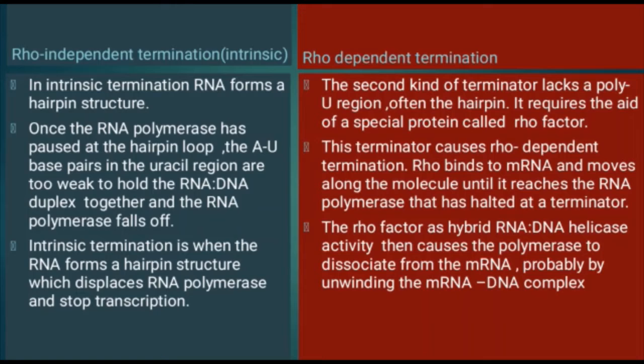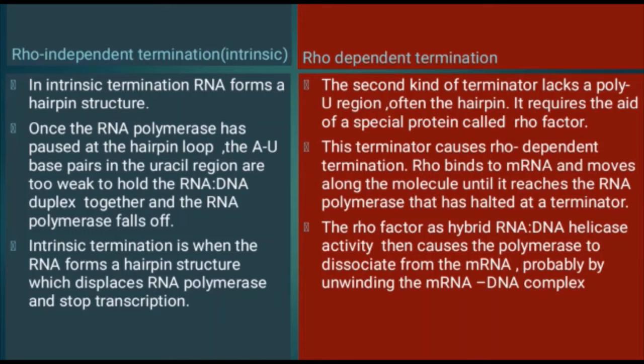Coming to Rho-independent termination, or intrinsic termination. In intrinsic termination, RNA first forms a hairpin structure. Once the RNA polymerase has paused at the hairpin loop, the AU base pairs, that is adenine and uracil base pairs in the uracil region, are too weak to hold the DNA-RNA duplex together and the RNA polymerase falls off. In intrinsic termination, RNA forms a hairpin structure which displaces RNA polymerase and stops transcription.